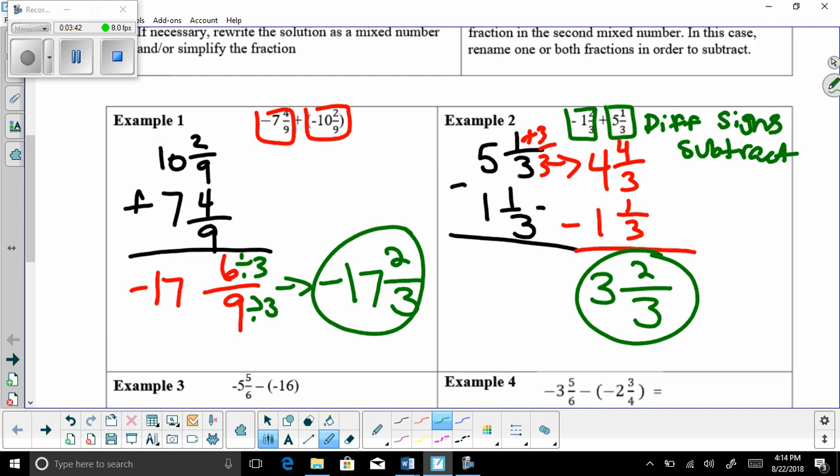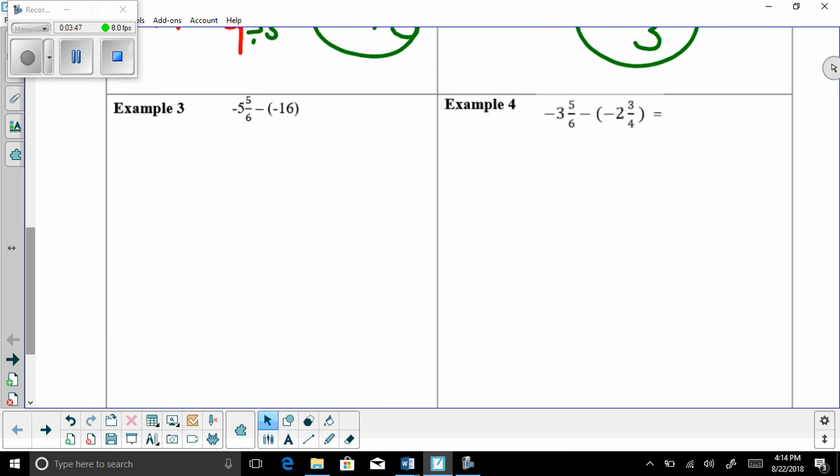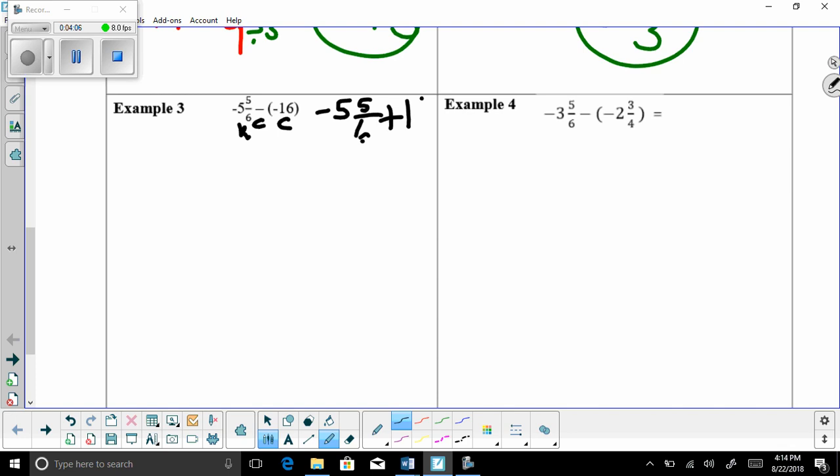Let's try another one. Let's look at example 3. I have -5 5/6 minus -16. So this is a problem that I do need to rewrite as addition. Instead of -5 5/6 minus -16, keep, change. My new problem is -5 5/6 plus +16. Because my signs are different, I need to subtract. Different signs, so I'm going to subtract and keep the sign of the larger number. 16 is bigger, so my final answer is going to be positive.